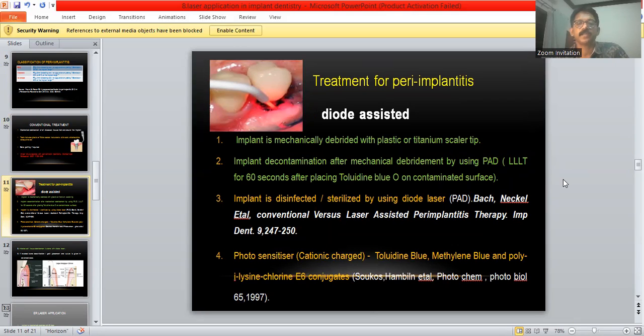After that, implant decontamination is done. Photo-assisted decontamination is done by using low-level laser therapy for 60 seconds after placing toluidine blue on the contaminated surface. After that, the implant is disinfected and sterilized by using diode laser.